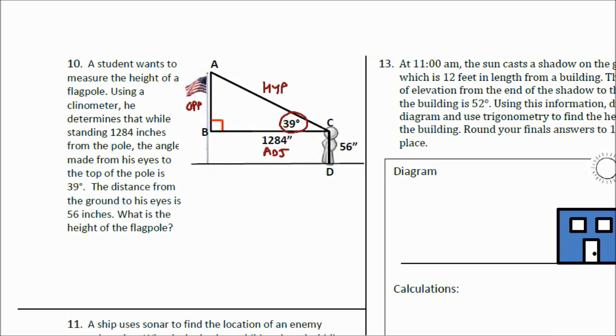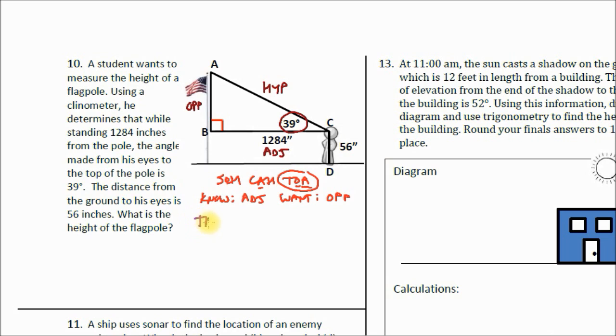And let's go through SOHCAHTOA. Our reference angle is 39. We know adjacent. We want opposite, adjacent and opposite. And that ends up being tangent. So we're going to use tangent.